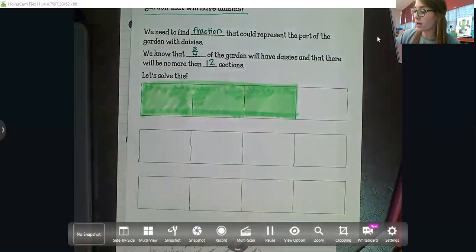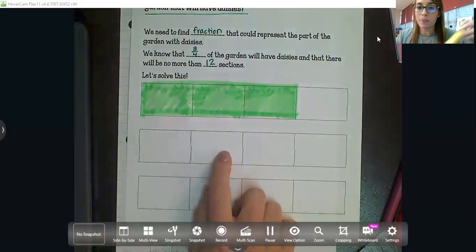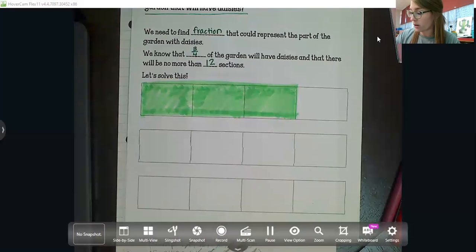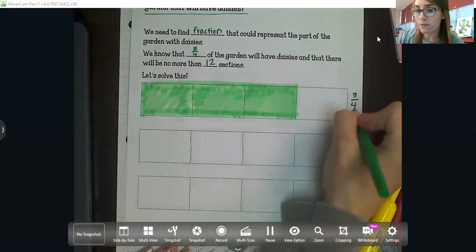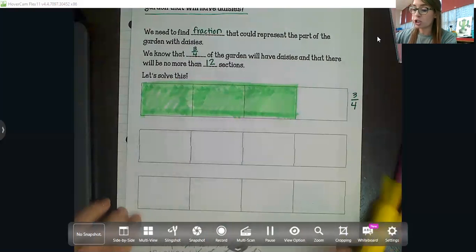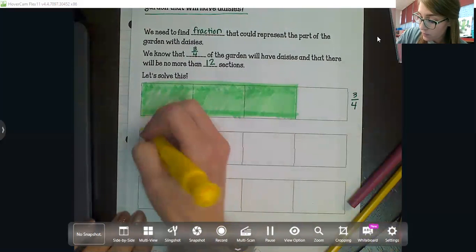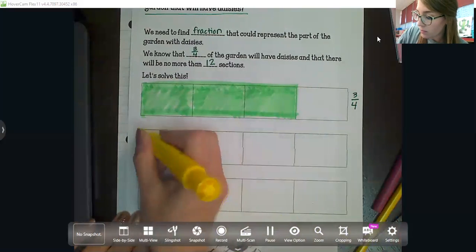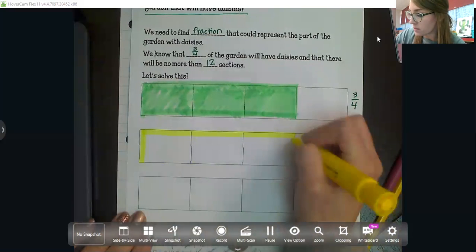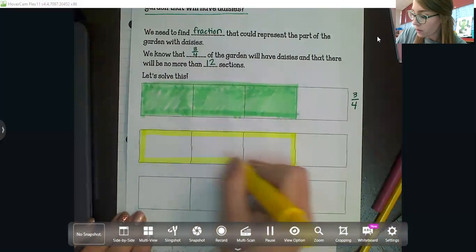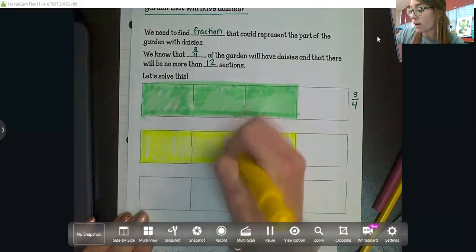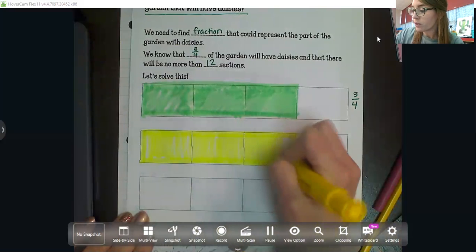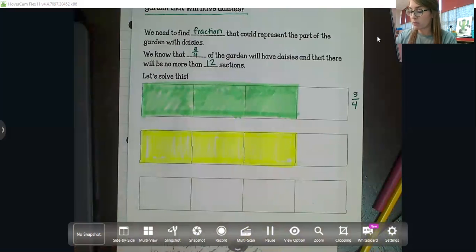So I'm going to shade the same amount here for the second part of the garden, okay? So we know that this represents 3/4, okay? I'm going to shade in the same 3 boxes. Okay, so here we've still got just the 3/4, right? We've got 4 sections and 3 of them are shaded in.